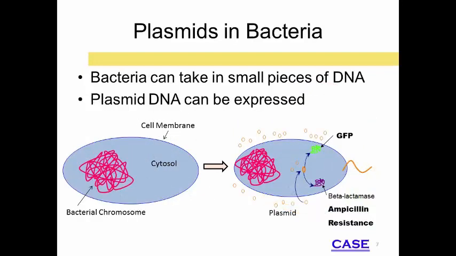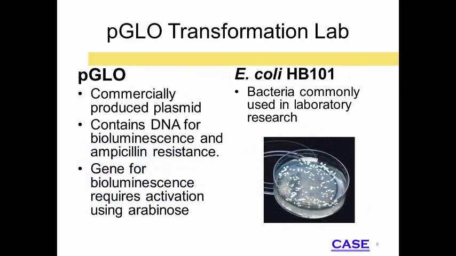A bacteria takes up small pieces of DNA. The plasmid DNA may be expressed. During the next few activities, you will attempt to transform bacteria with the pGLO plasmid. The pGLO plasmid has two major functions: bioluminescence and ampicillin resistance.